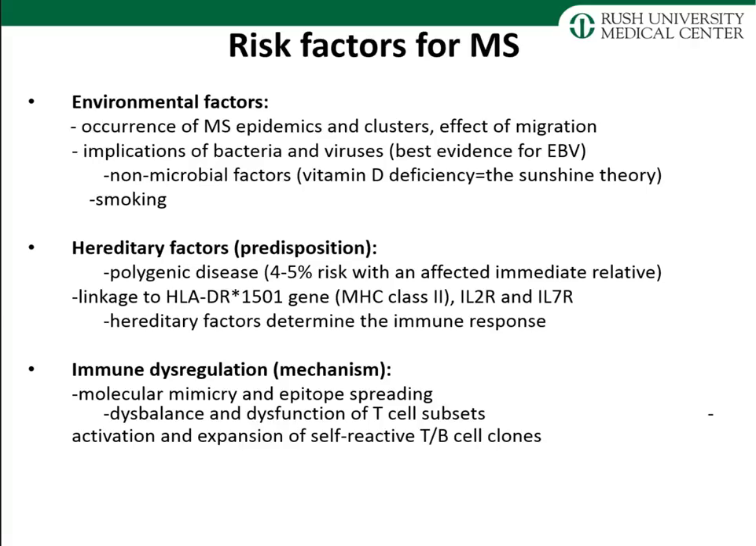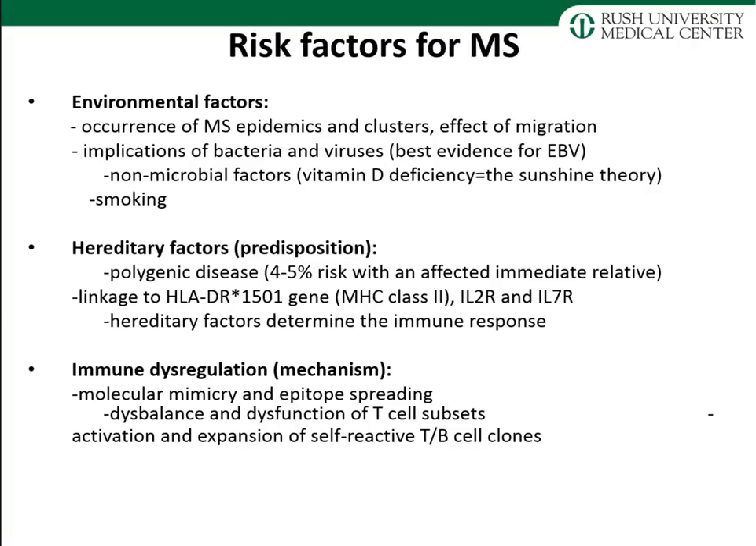There is also an implication for bacteria and viruses, and the best evidence is for Epstein-Barr virus being associated with multiple sclerosis. There are several non-microbial factors such as vitamin deficiency or the sunshine theory, and this translates into the fact that multiple sclerosis is more common in areas at latitudes that are farther away from the equator. The closer you live to the equator, the less likely it is you will develop multiple sclerosis. So of course this is not helpful for us here in Chicago. Smoking also appears to be a risk factor for multiple sclerosis.